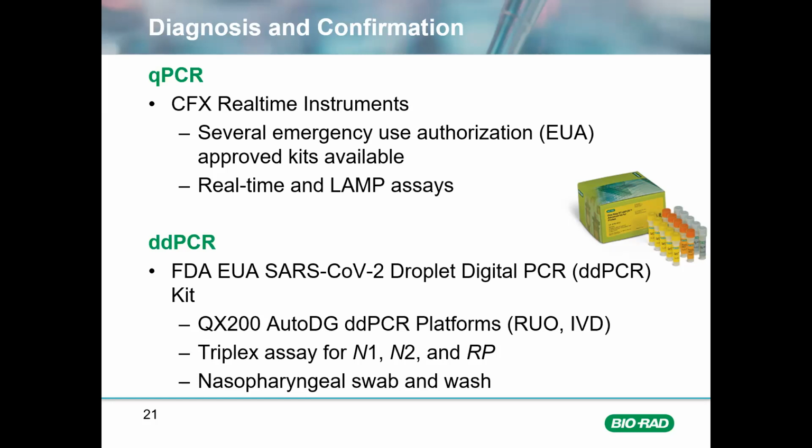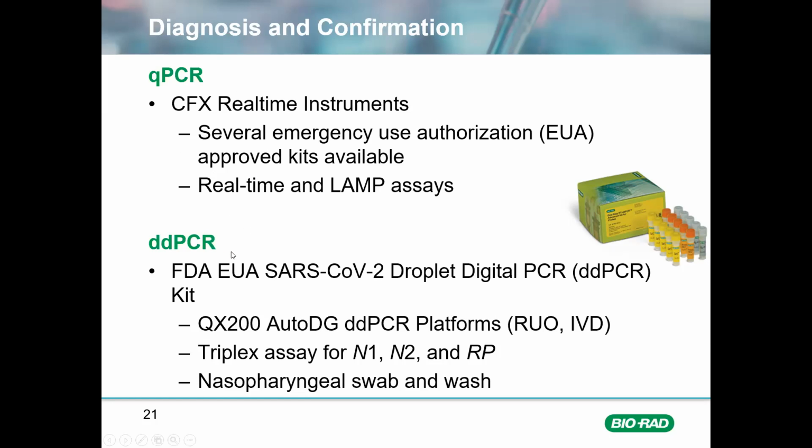This includes assays that have been designed to be real-time assays, as well as LAMP assays, so thermal isothermal amplification, as well as kits that use either extraction methods such as column-based or bead-based extraction, as well as a couple of kits that are using extraction-free methods. So we are supporting qPCR on the instrument side.